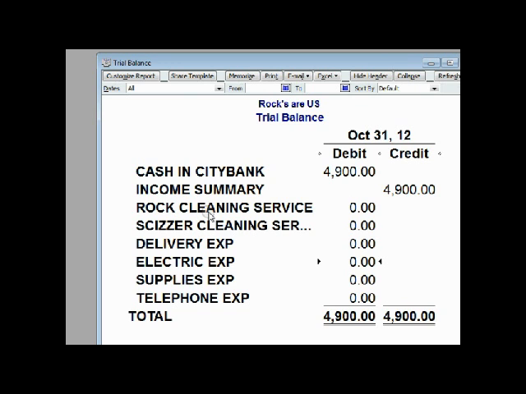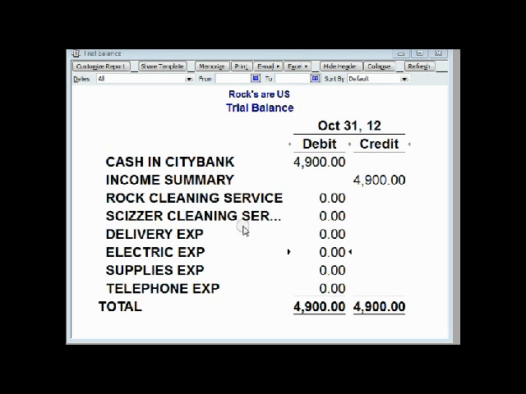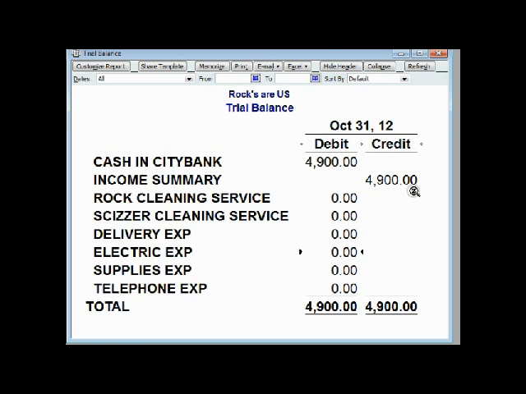Now take a look. All of the income accounts are 0, all of the expense accounts are 0, and the net income of $4,900 is here in income summary. Now, as per the partnership agreement, the net income should be distributed to the two partners 50-50. So Joe's investment should have $2,450 in it, and Steve's investment should have $2,450 in it, but income summary should be 0 when you're done with this process.